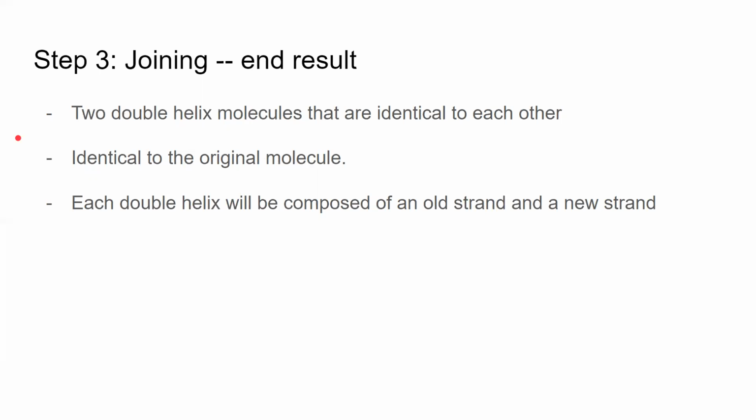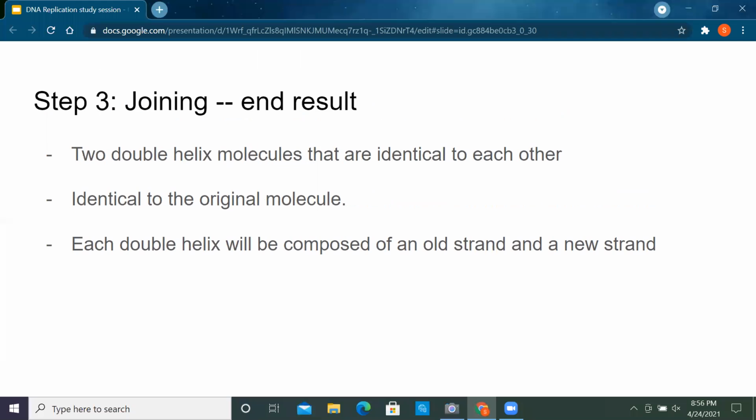So what's the end result of joining? The end result of joining is two double helix molecules that are identical to each other and the original molecule. Each double helix is going to be composed of an old strand and a new strand. Let me show you what I mean.